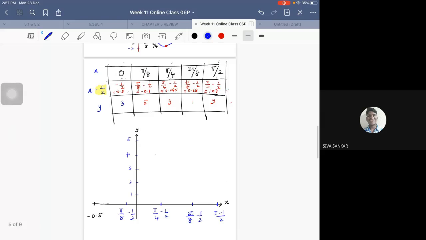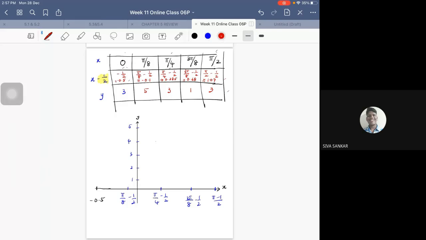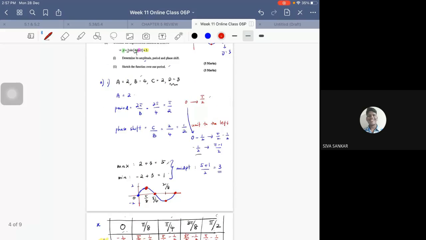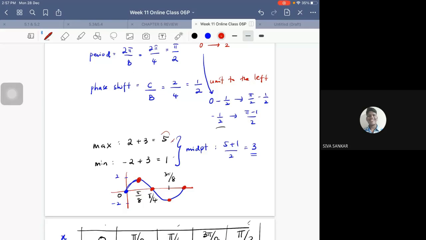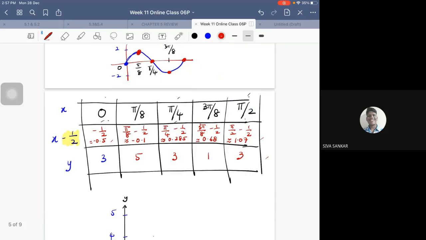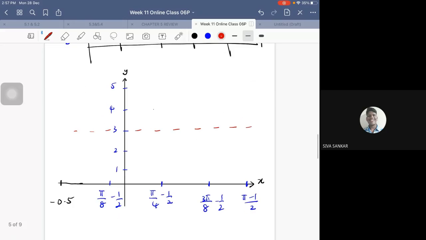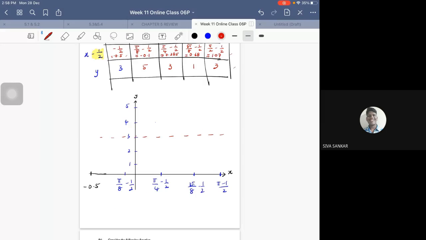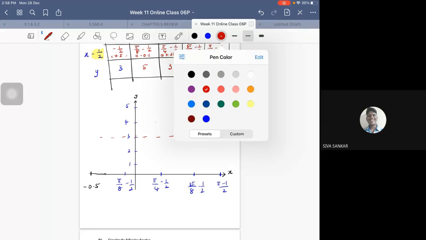Okay, graf ni, dia akan start dekat mana? Dia punya kita panggil dia sebagai oscillating point. Oscillating point dia dekat 3, sebab ni adalah midpoint. Kita dah kira tadi, so tengah-tengah dia kat mana? So in between maximum dengan minimum, tengah-tengah dia adalah sama dengan 3. So that's why the graph, instead of start dekat kosong kat sini, y sama kosong, dia akan start dekat y sama dengan 3.